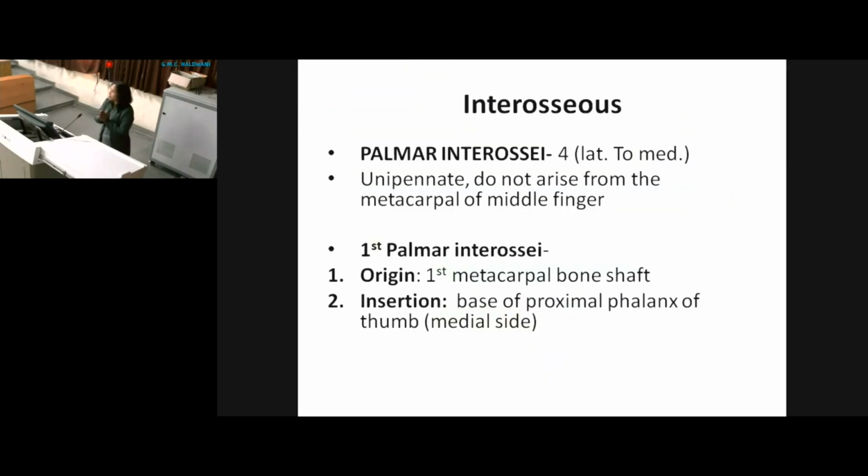Now after the lumbricals, now is the interossei. The interossei group of muscles are of 2 types: one is the palmar interossei and second is the dorsal interossei. Palmar interossei are 4, dorsal interossei are 4. Interossei means they arise from the adjacent sides of the bones. Unipinnate muscles arise from one side of the bone. When they are bipinnate, they arise from the adjacent bones.